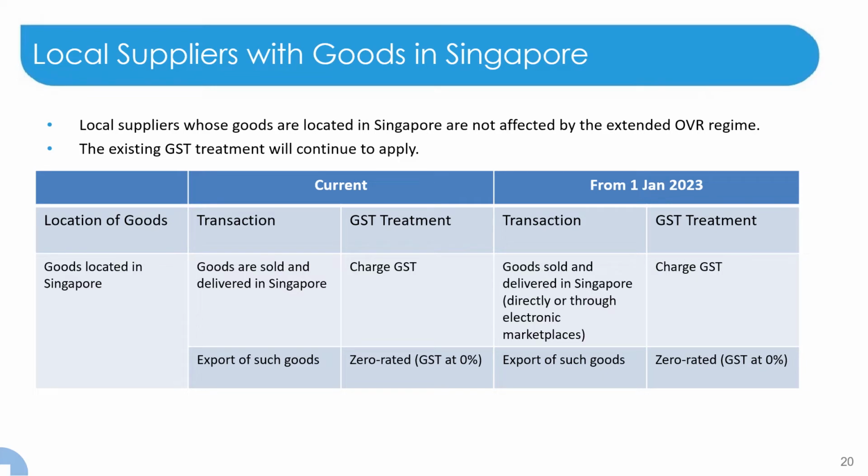From 1st January 2023, goods located in Singapore and sold and delivered in Singapore, either directly or through electronic marketplaces, will continue to be standard rated. Again, goods exported out of Singapore may still be zero rated, subject to the same conditions as required in our e-tax guide on exports.